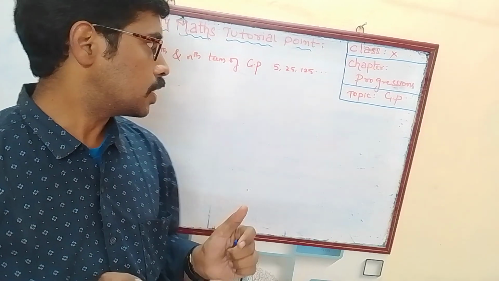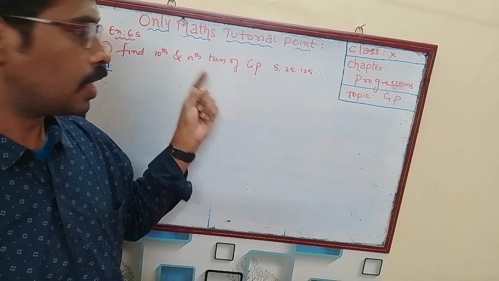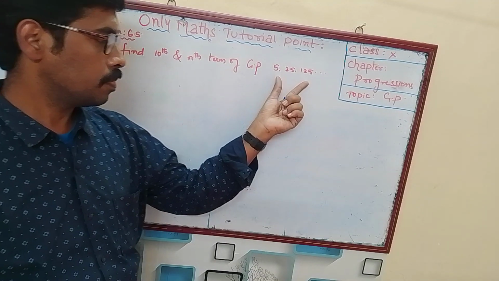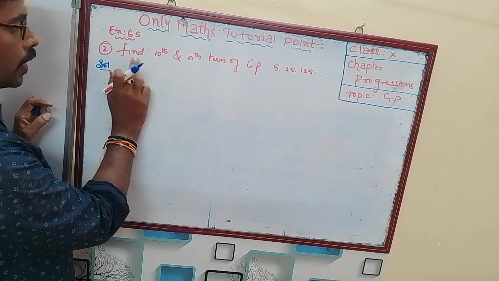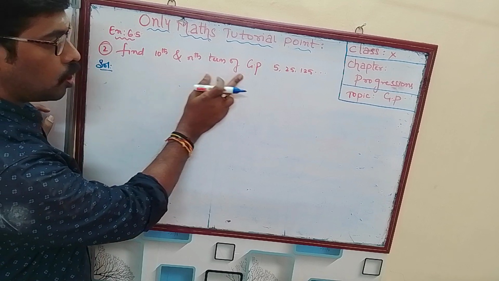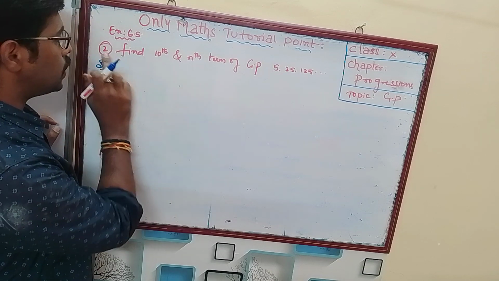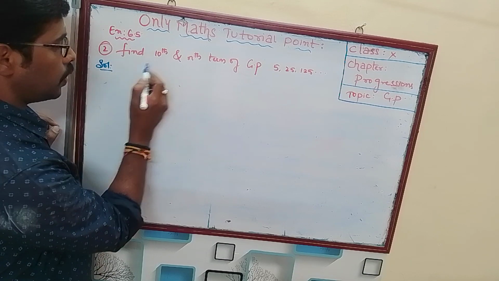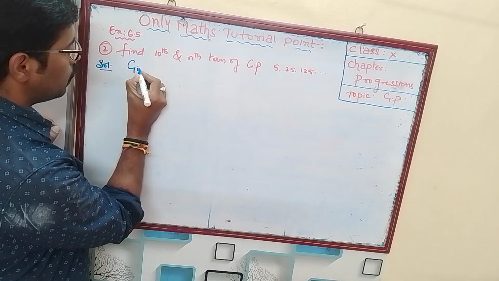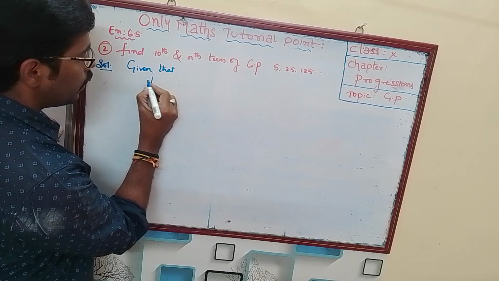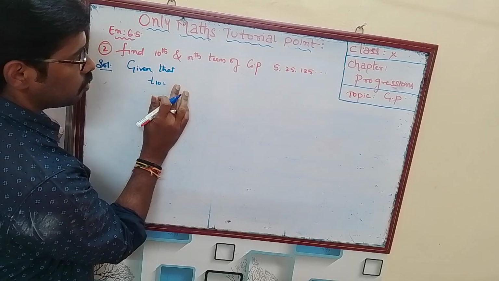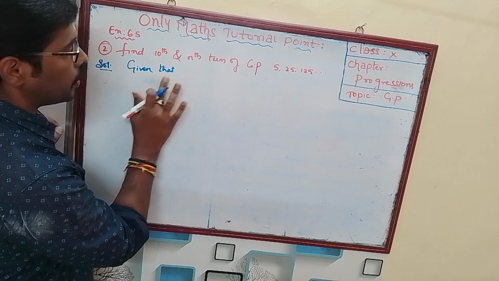Today we are going to discuss exercise 6.5 of geometric progression. Okay, so what is given here? Find the 10th and nth term of the GP series. This is the second sum of exercise 6.5. So what is given? We need to find T10, right?